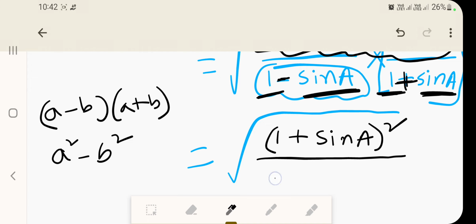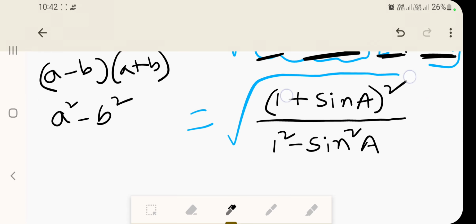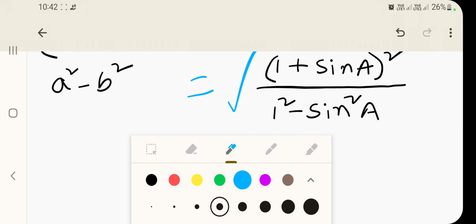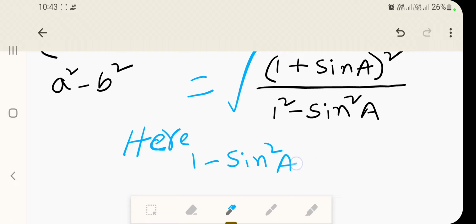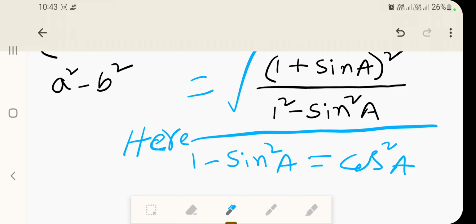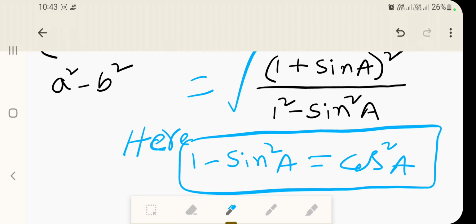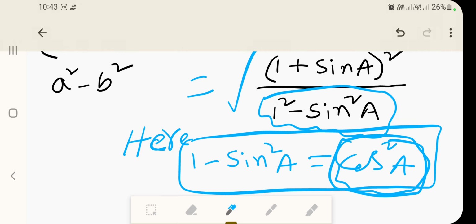So 1 square minus B square is nothing but sin square A. Now we saw the identity earlier that 1 minus sin square A can be written as cos square A. Remember this, it is similar to sin square A plus cos square A is equal to 1. So we can write 1 minus sin square A is equal to cos square A. So the denominator of 1 minus sin square A can be replaced with this cos square A.